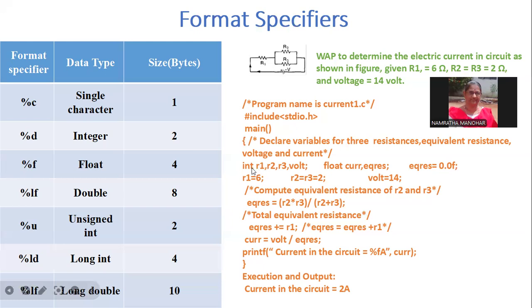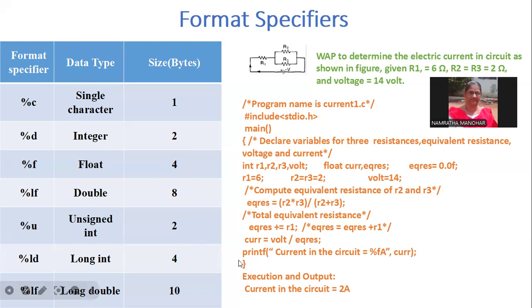So here I have int R1, R2, R3 and voltage. Now, current is a float. I'm taking current as a floating value because once you divide 2 numbers, you may get a float value. Then I'm also having the variable equivalent resistance. Now, equivalent resistance, as I told you, I'm initializing it to 0.0 because it is float, it has a decimal component.